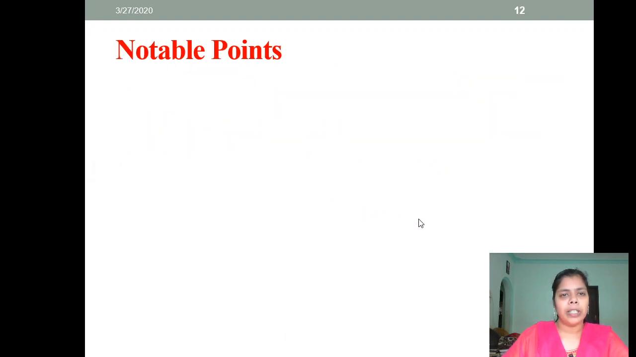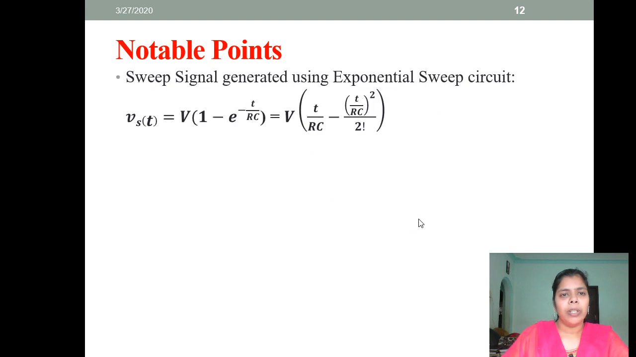So in the exponential sweep circuit, we are going to calculate the slope error, displacement error and transmission error. We have already seen that from the exponential sweep circuit, the generated voltage is V into 1 minus e power minus t by RC. By using binomial series, we can write the expression like this.